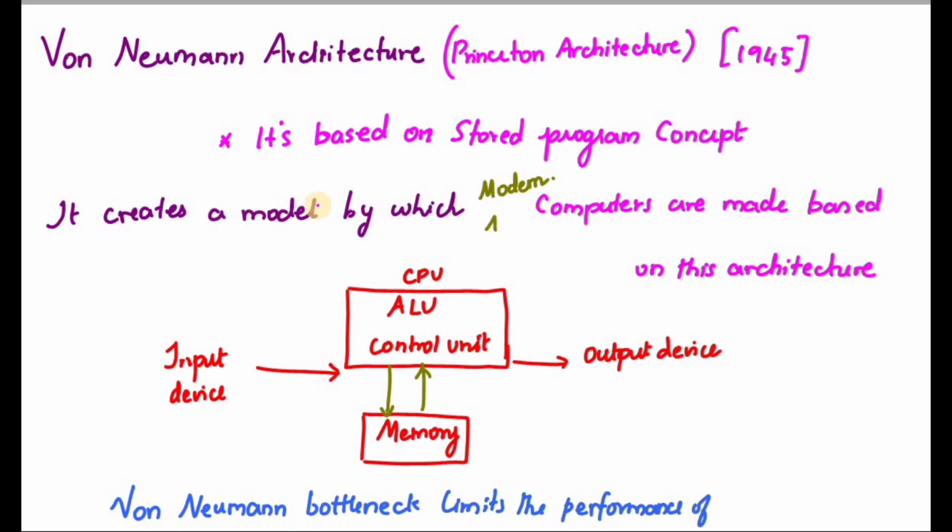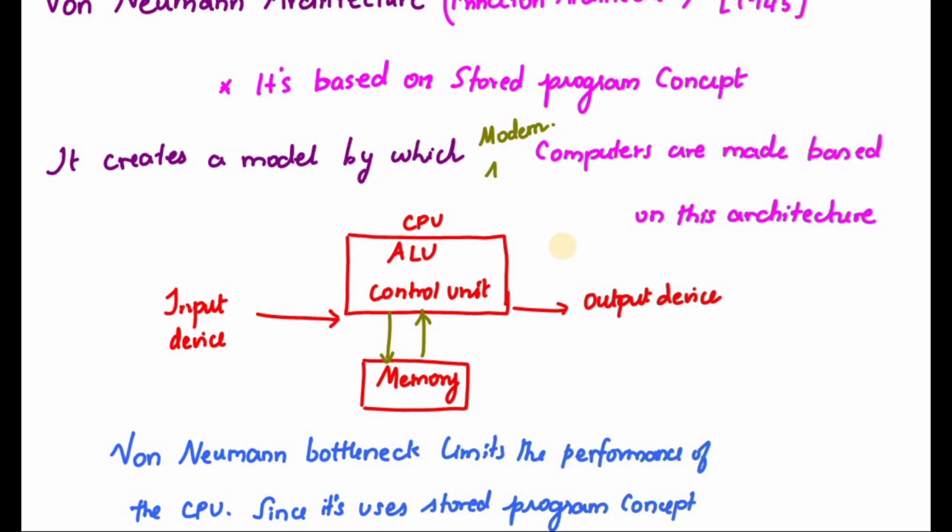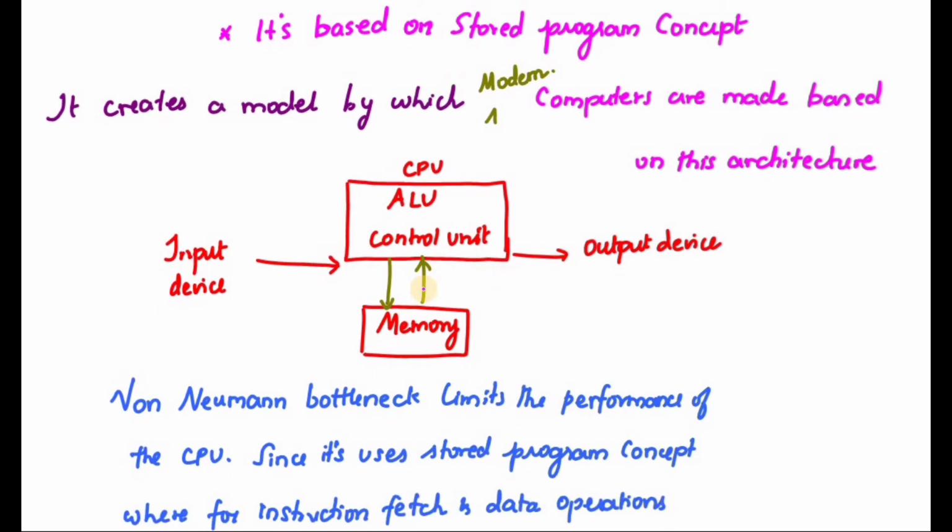It is with the help of this model only that modern computers are made. So how will this architecture look? You have an input device, an output device, and inside the CPU you have the ALU and control unit, and the memory is outside. We can access the memory. Okay, so what is an input device?